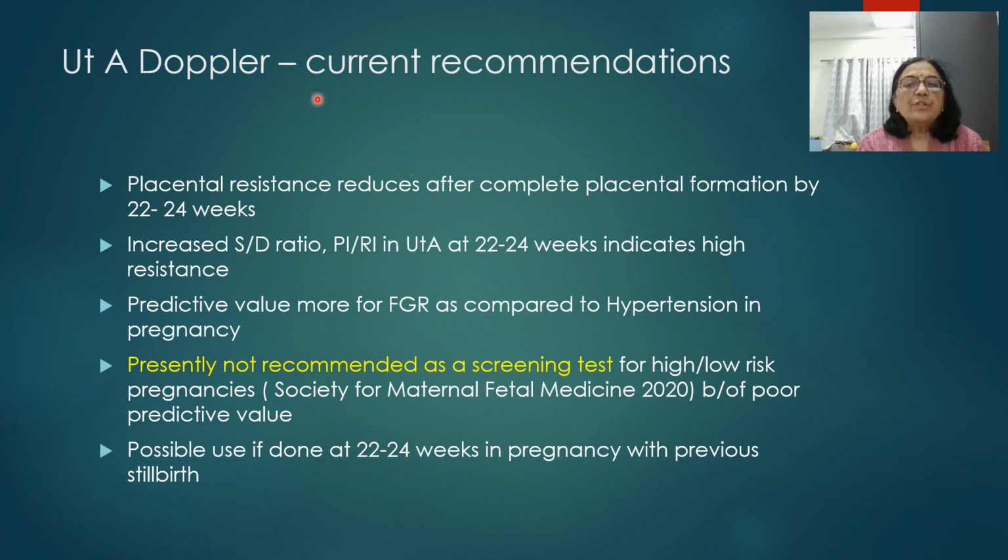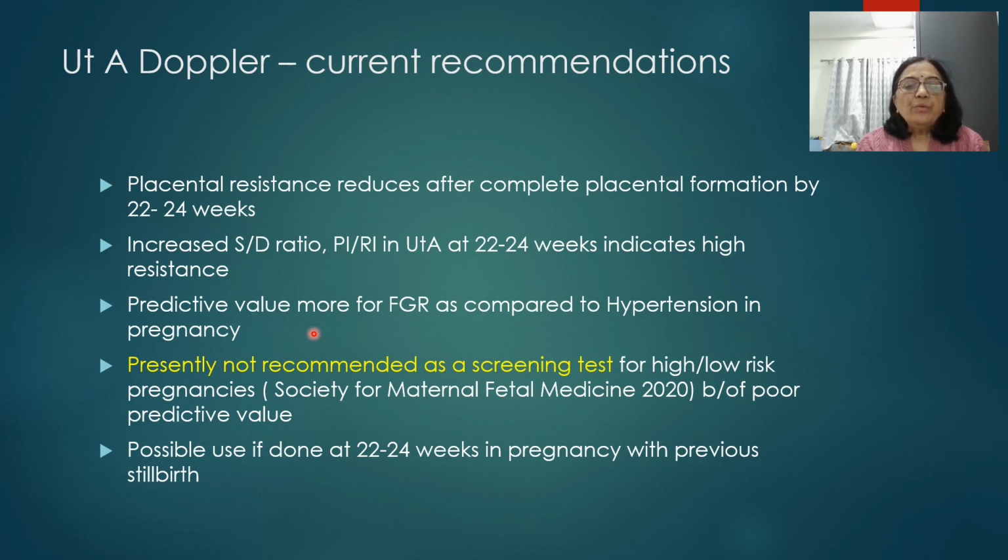What are the current recommendations for the use of uterine artery Doppler? Now, placental resistance reduces after complete placental formation by 20 to 24 weeks. An increased SD ratio or pulsatility index or resistance index in the uterine artery at 22 to 24 weeks indicates high resistance. So what we expect is that by 22 to 24 weeks there is a complete placental formation and there should be a decrease in the resistance.